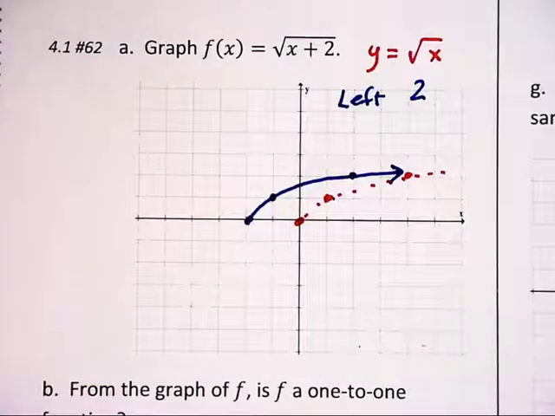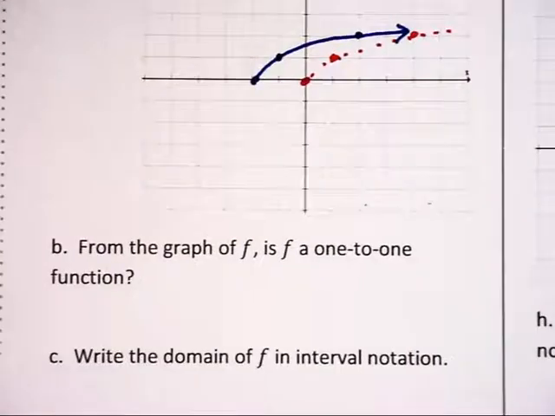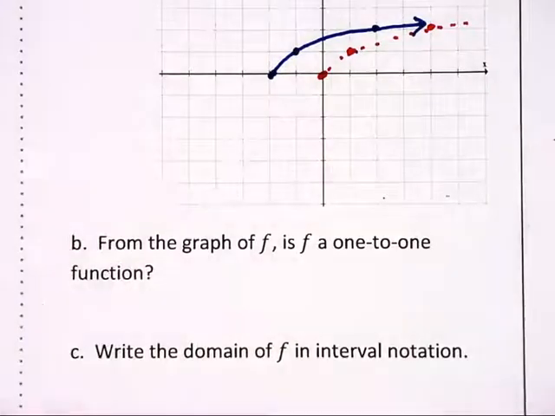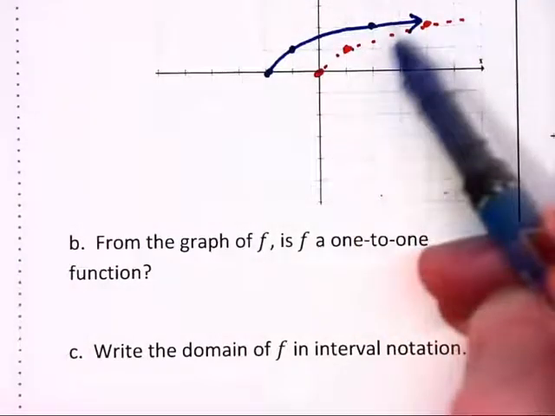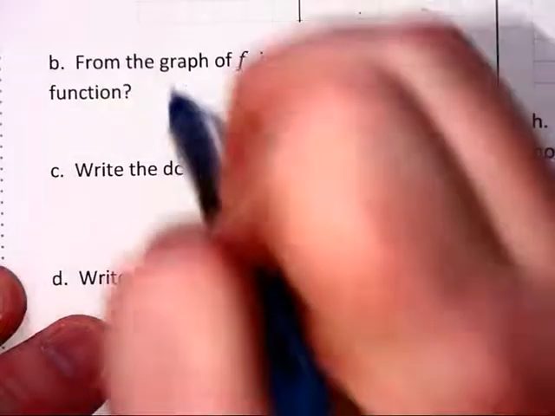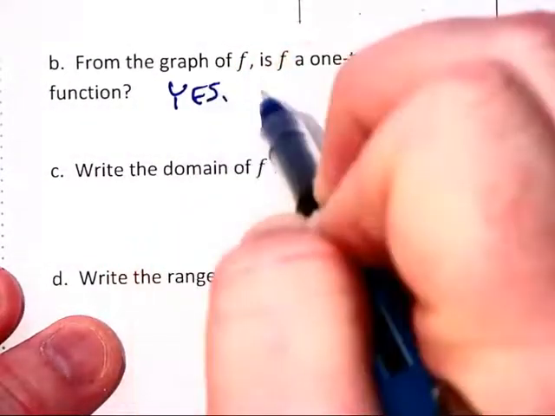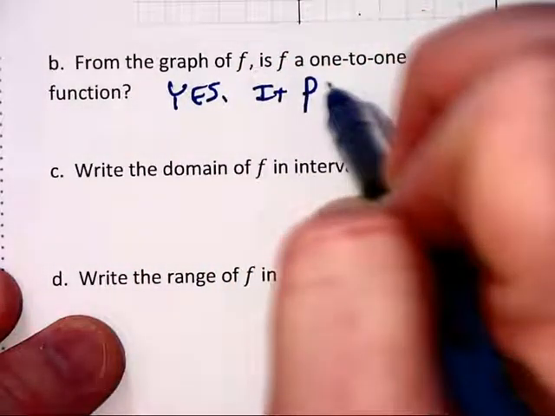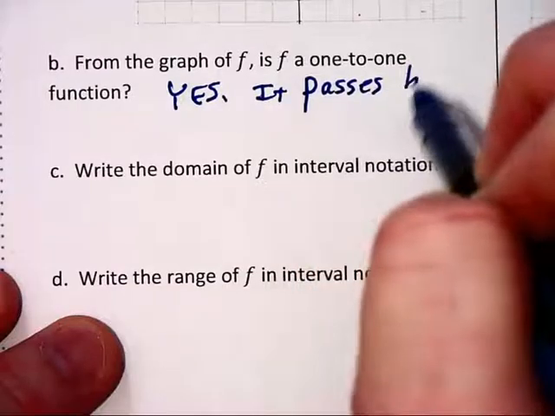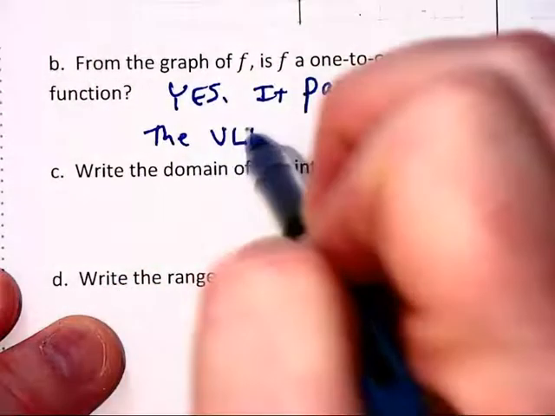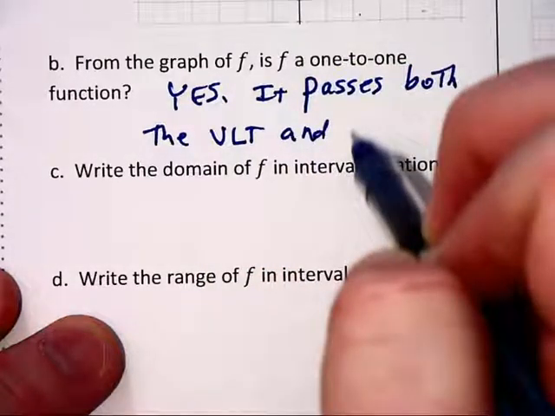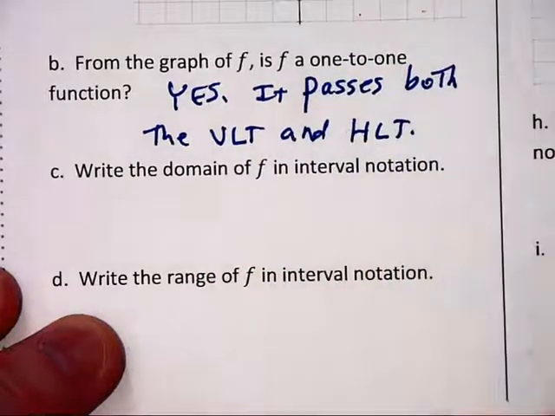Now, they want us to answer some questions about f of x. The first question is, is this a one-to-one function? The answer is, does it pass the vertical line test? And yes. The horizontal line test? The answer is yes. The reason is, it passes both the vertical line test and the horizontal line test.